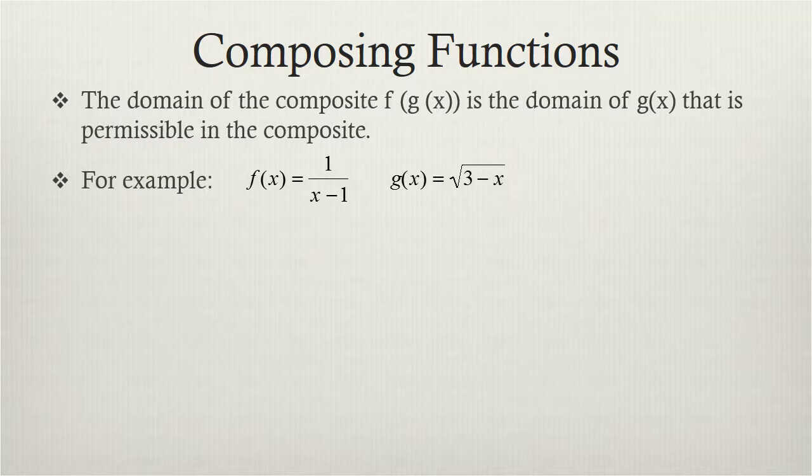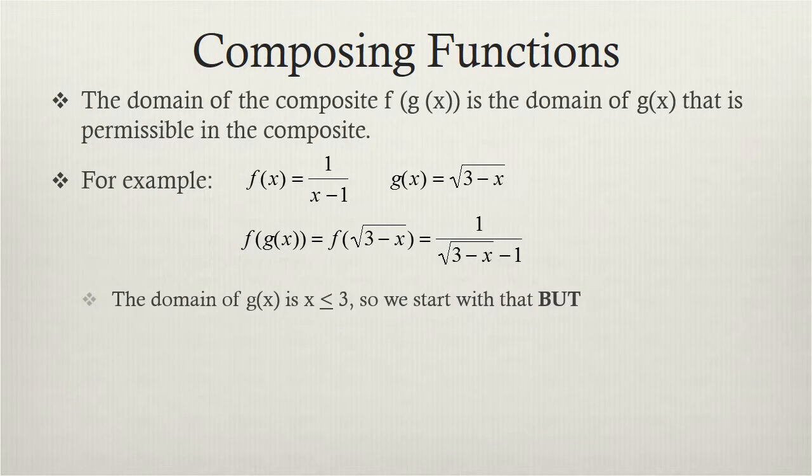So solving that, I get that x has to be less than or equal to 3. So when I compose them, when I do f of g of x, I get f of square root of 3 minus x. So it's going to be 1 over the square root of 3 minus x minus 1. Now up front, like we said before, we know that the domain of g of x is x less than or equal to 3. But we can't have our new denominator that we just made equal 0.